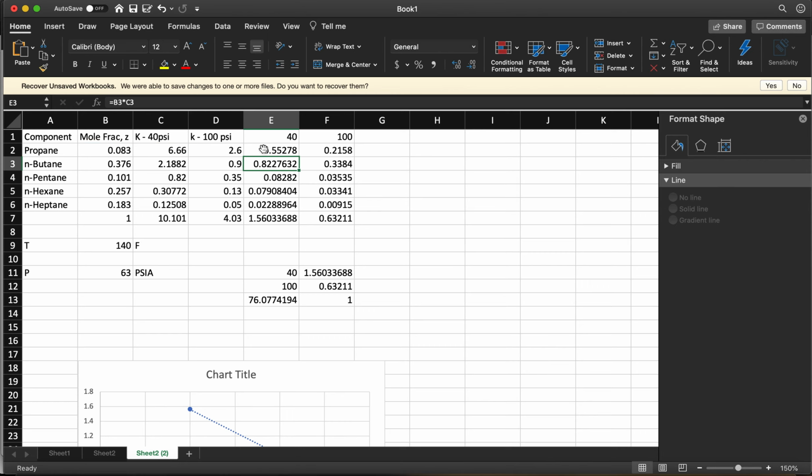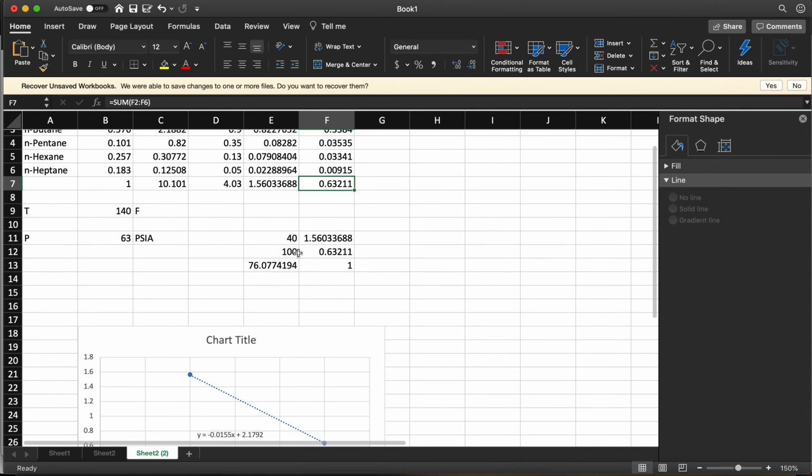So Z times K, this would be Z times K of this value. Same story. We go through and add all these up. And then at the bottom, we want to do a summation of all these values, that should equal 1. And we can see it doesn't. The good news is this one's greater than 1, this one's less than 1. So our answer lies somewhere in between these two.